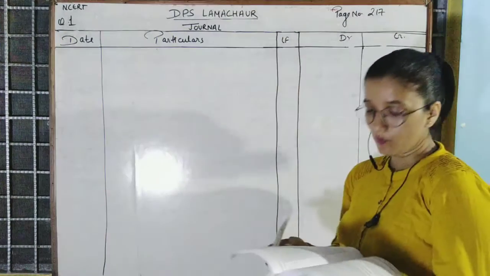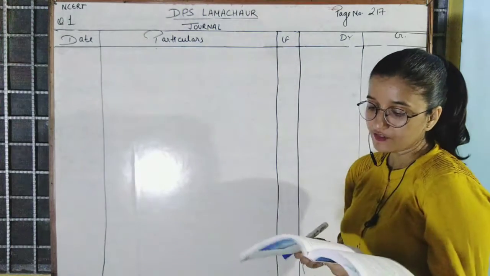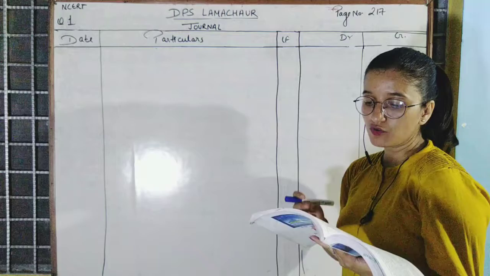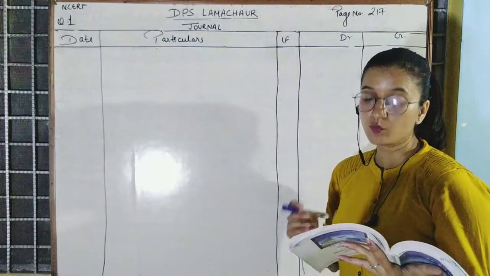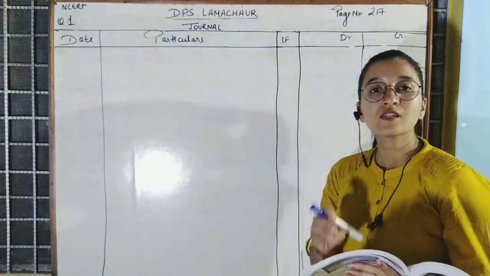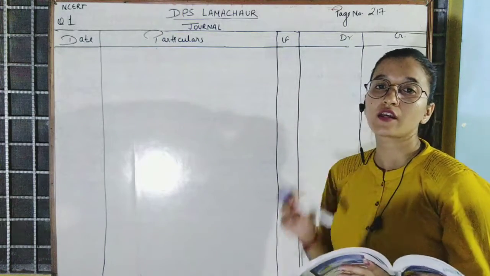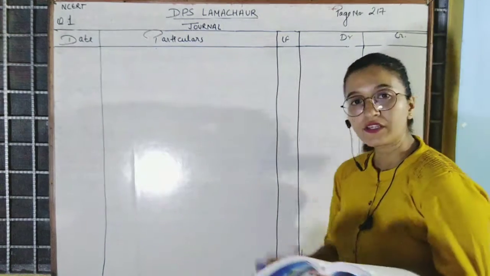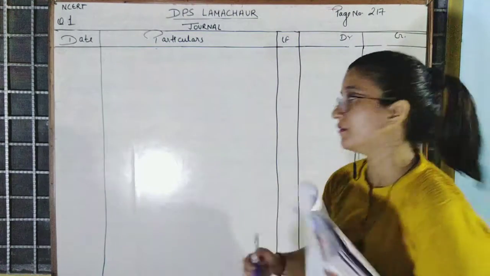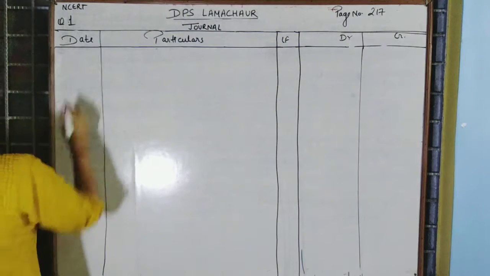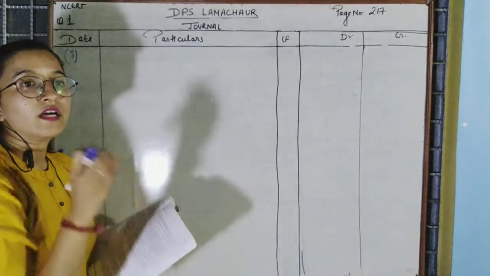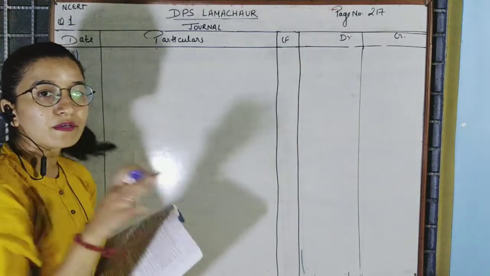Now according to the question, rectify the following errors. First transaction is credit sales to Mohan rupees 7,000 were not recorded. So here the error is sales were made to Mohan, but this transaction was not recorded. To rectify this error, we will record this transaction in journal. So first transaction is credit sales to Mohan. Credit sales to Mohan means goods have been sold to Mohan.